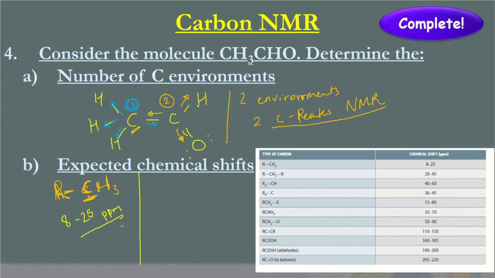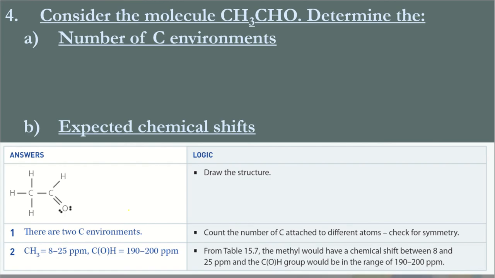And then for my component here, where I have an aldehyde, the chemical shift that I should expect is 190 to 200 parts per million. Okay, so you have these 2 parts here. Alright, so those are the 2 expected chemical shifts I should have. Let's check the answers. Hopefully I'm not wrong. And there you go. So that's the answer there.